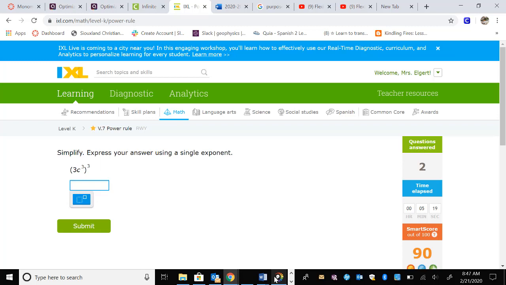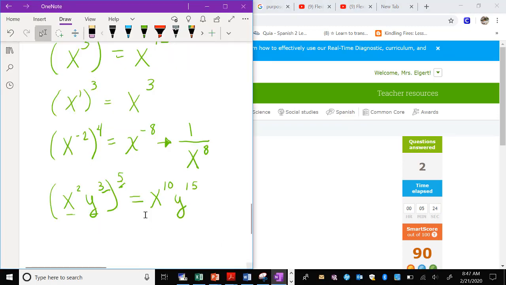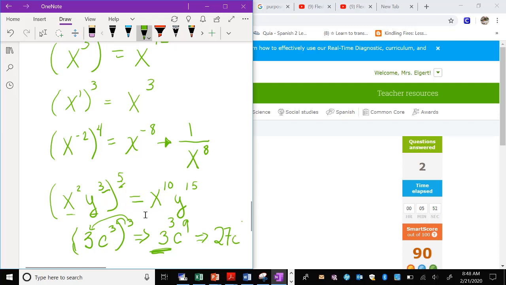So this one says 3c cubed to the third. So I'm going to go back to my drawing board. And it says parenthesis 3c cubed to the third. So I'm going to have to do this one first. So it's going to be 3 to the 3. And then I'm going to do this one. So it's going to be c to the 3 times 3. 3 times 3 is 9. And then you'd probably want to simplify because this is a number. 3 times 3 times 3 would give me 27. c to the 9th. That's probably the hardest one that you're going to see on there.